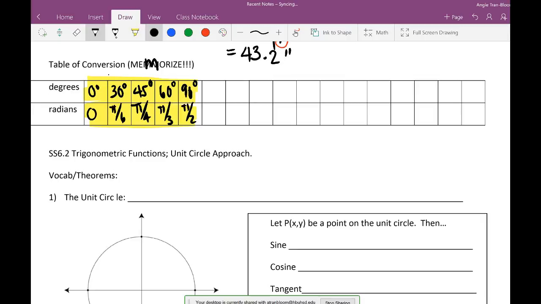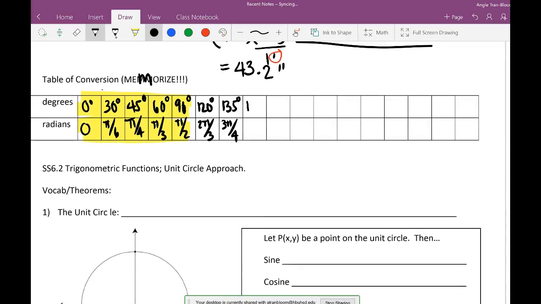Okay. Then the next one, 120 degrees. Take 120 degrees, class, and divide by one of those angles that we have in the yellow. Which one? 60. How many times? 2 times perfectly, right? So what's your radians? 2 pi over 3. That's how we find radians. Okay. The next one's 135. 135 divides by 45 perfectly how many times? 3 times. So what's your radians? 3 pi over 4.